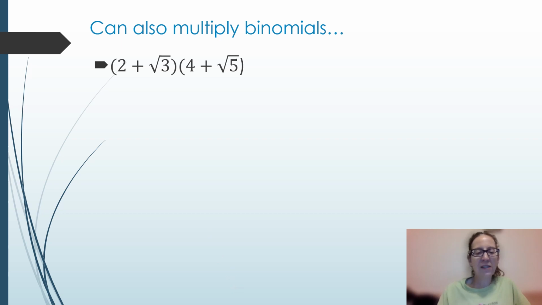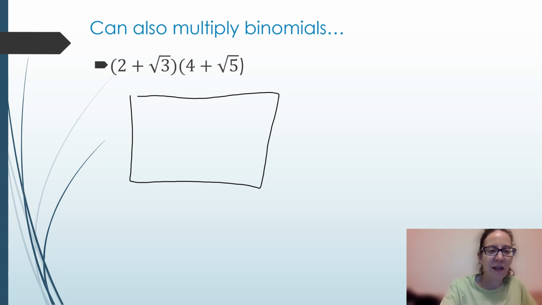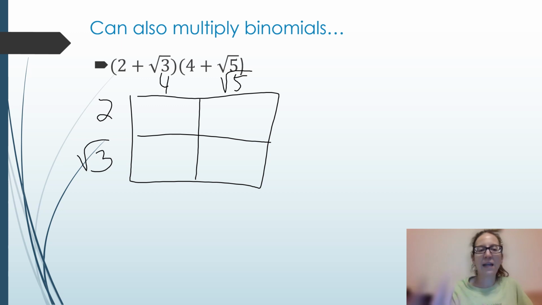Now you can do this with any number of methods. I am going to use the area model because that is what we've been using in class this year. So we have, okay, and now we'll just take each box separately. So 4 times 2 is 8.